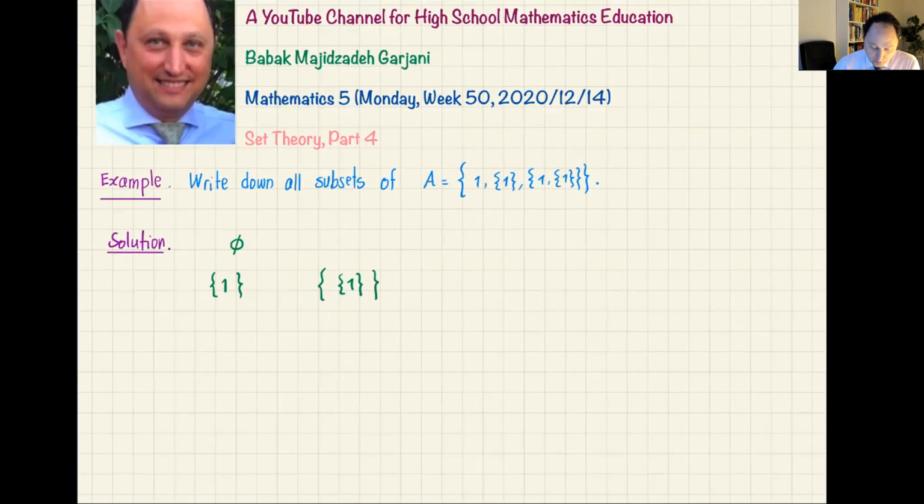This is the third one. And the next one, I open again a pair of curly brackets. I will take this one and put it here. So this becomes curly brackets, 1, something like this. So I have only 3 one-element subsets of this set.